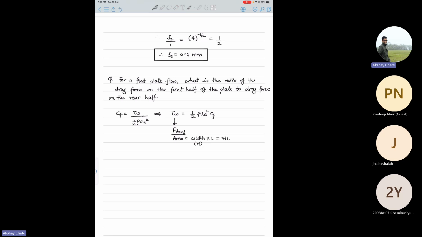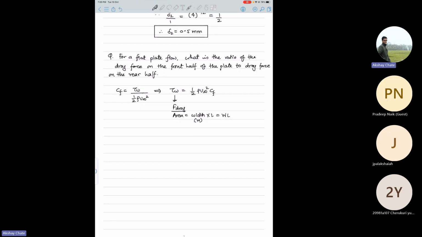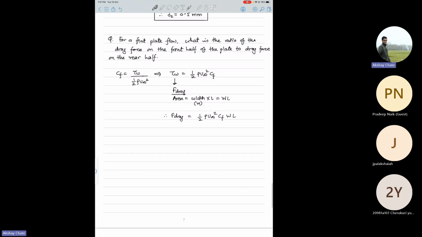So basically from here, what you can observe is the width will remain constant, right? It's not changing. So your drag force will be nothing but half rho u infinity square CF into WL. Now in this question, u infinity is not changing, rho is not changing, W is also not changing. So the only variables that we have are CF and L. Now, from here you can write it like this: F drag in this case is proportional to CF into L. Only these two parameters are there.